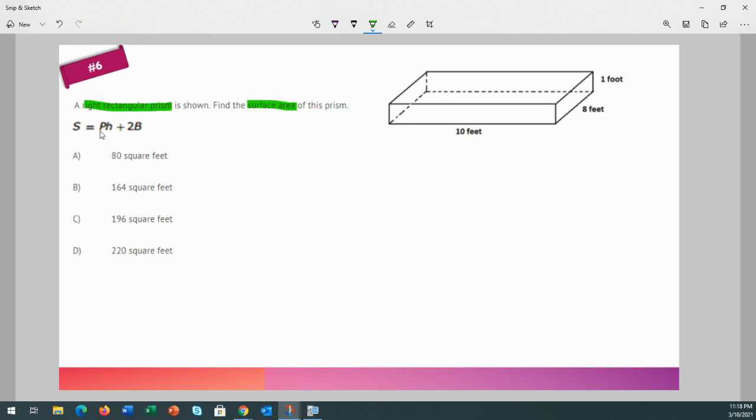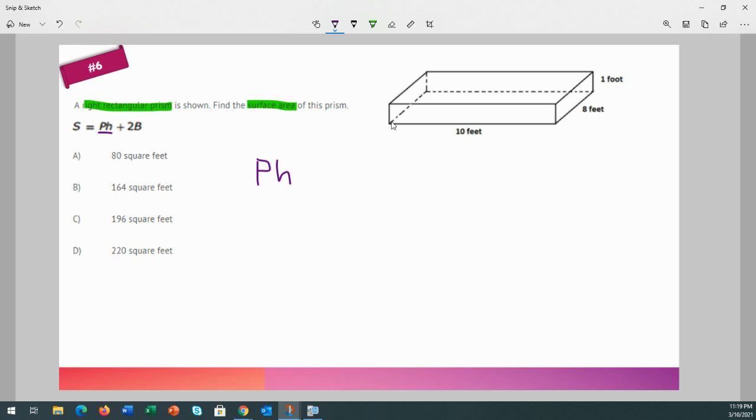All right, so we have our formula, surface area. Oh, we have a new letter here, capital P. So remember, capital P is the perimeter of one of the bases times the height, plus 2 times, oh, there it is again, capital B, the area of one of the bases. So let's break this up into little pieces. Let's start with this chunk. So big P times H. What is big P?